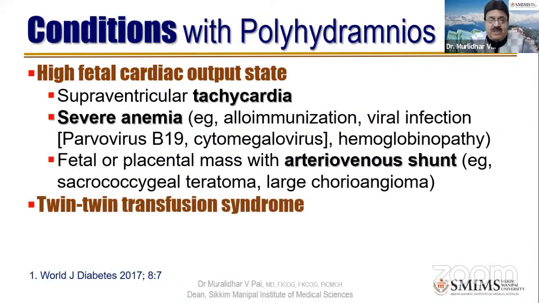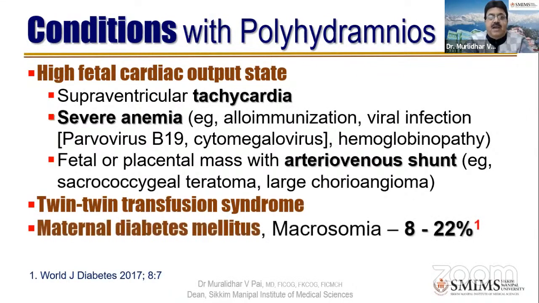Then the notorious, I would say, twin-to-twin transfusion syndrome, and the commonest cause that all of us first think of whenever there's a case of polyhydramnios is maternal diabetes mellitus with especially macrosomia, but it varies from 8 to 20%. In the next slide, you will see why it should vary, why it is not constant. And finally, hydrops fetalis is one of the commonest causes of polyhydramnios.